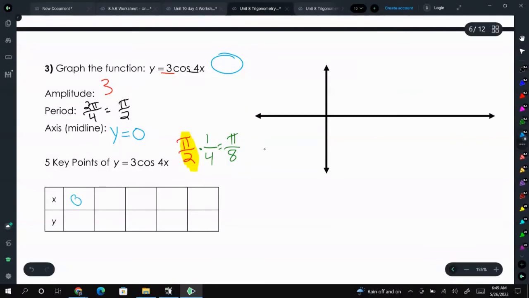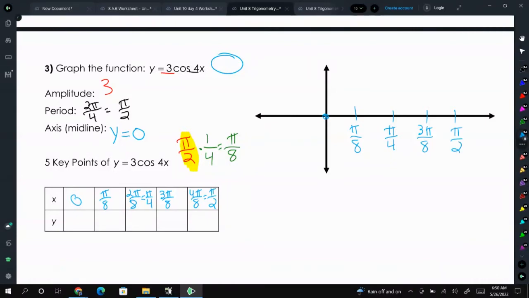So 0, 1 pi over 8, 2 pi over 8, which is pi over 4, 3 pi over 8, 4 pi over 8, which is pi over 2. 0, we have pi over 8, we have pi over 4, 3 pi over 8, and then pi over 2.